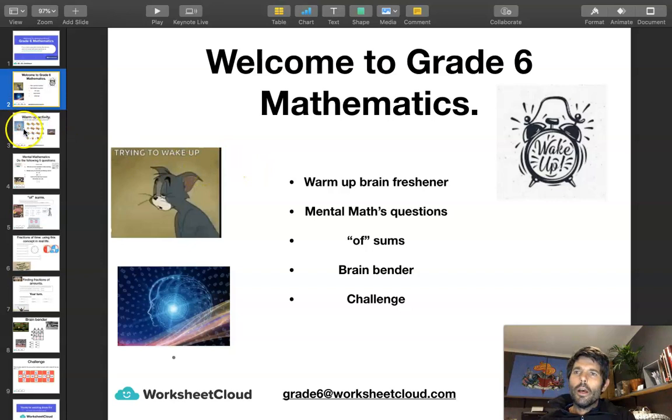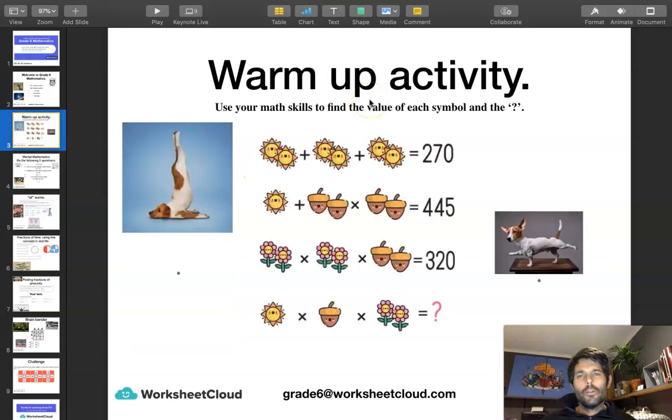Okay, so our warm-up activity today is for you to find the value of each symbol and then also the question mark at the end. I encourage you guys to press pause now and to work through this by yourself and challenge yourself, and then see if you've worked it out correctly by pressing play and carrying on with the lesson. Right, press pause round about now.